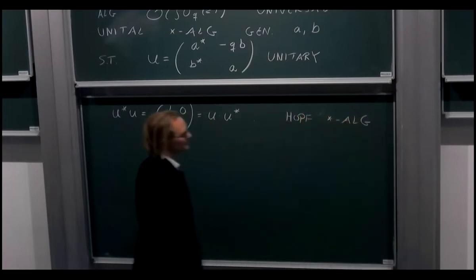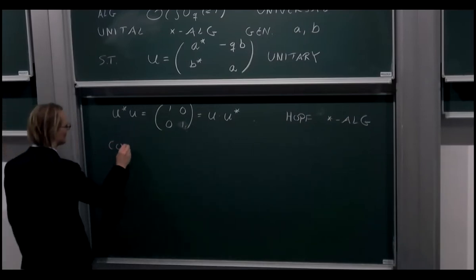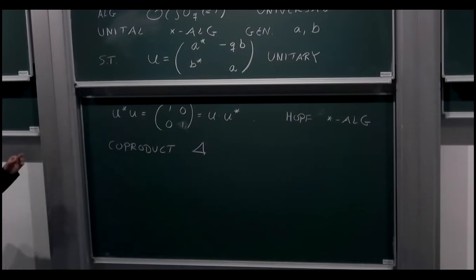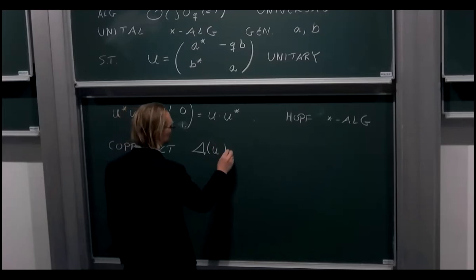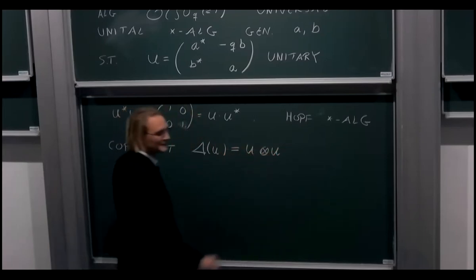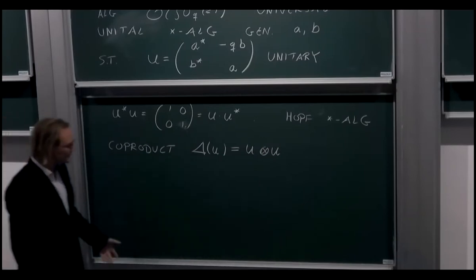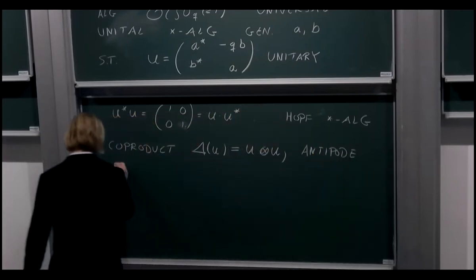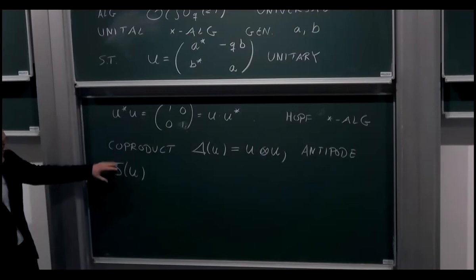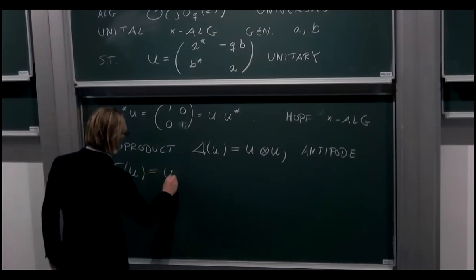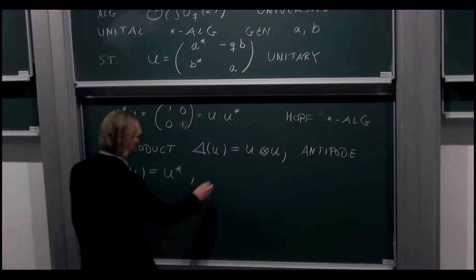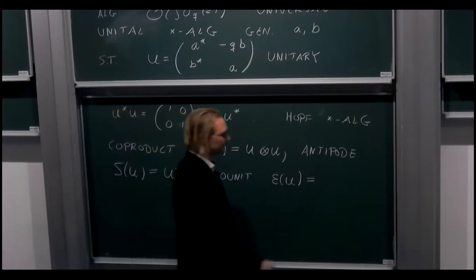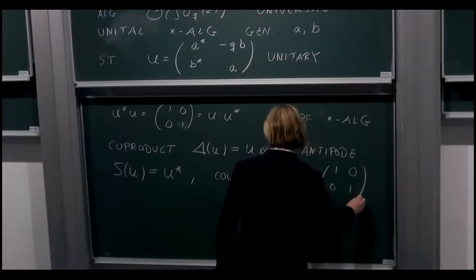And so it has a coproduct delta, and you can just see what the coproduct does to this fundamental unitary. If I apply it to U, I get U tensor U, but this has to be interpreted correctly. There's also an antipode. When I apply the antipode to U, applying it entry by entry, I get just the adjoint of U. And finally the co-unit: when I apply the co-unit to U, I'll just get the identity matrix.